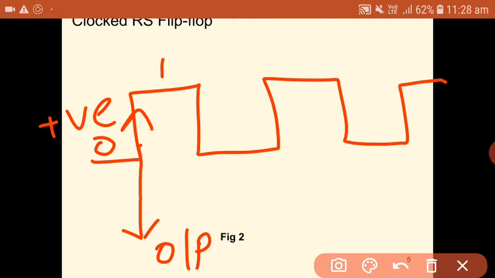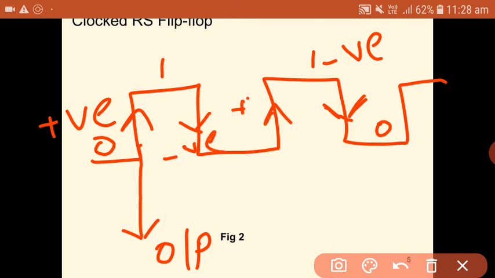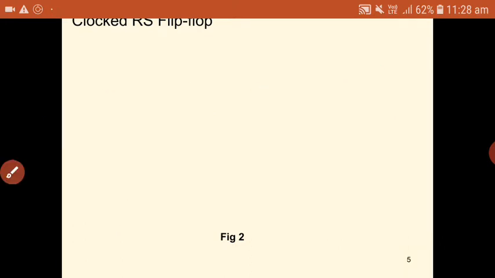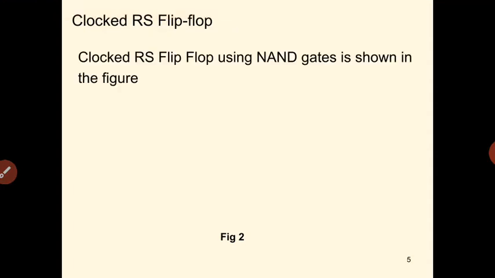Similarly, if you are checking the output of the flip-flop whenever the clock is changing its state from logic 1 to logic 0, at that instant of time, that means you are applying negative edge triggering. That is the meaning of positive and negative edge triggering clocks. So these are the different ways of applying a clock signal to any sequential logic circuit or to any flip-flop. Now we will discuss the clocked RS flip-flop.